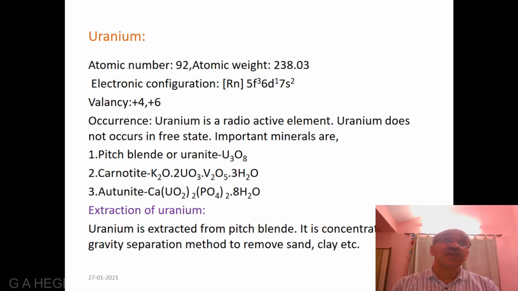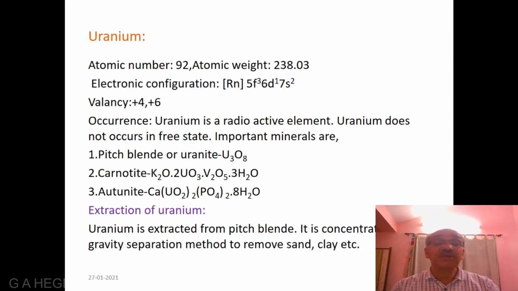With this, let us discuss about uranium. It is represented by the symbol U. Its atomic number is 92. Atomic weight is 238.03. Electronic configuration is radon configuration 5f3, 6d1, 7s2. Valency +4 and +6. Occurrence. Uranium is radioactive element. It does not occur in free state.